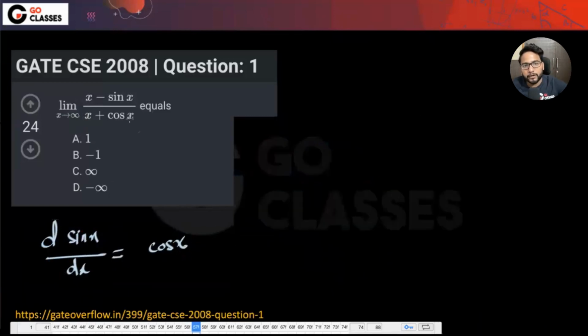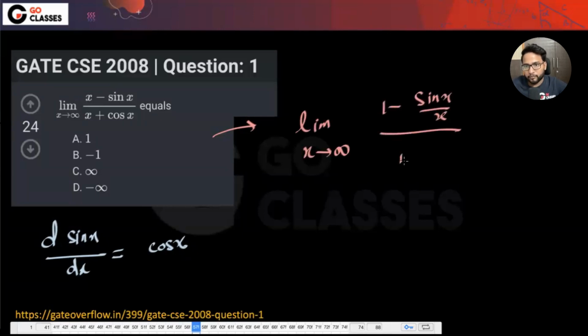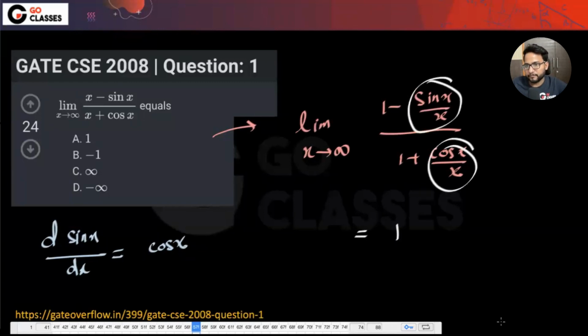Okay. So what we can do, we can take x common from here, and it will be limit x tends to infinity 1 minus sin x upon x. Yeah, it is easy in that way, right? 1 plus cos x upon x. Now you put x tends to infinity. This is a finite number, which is less than 1. So this is actually 0. This is also 0. So the final answer is 1, right?